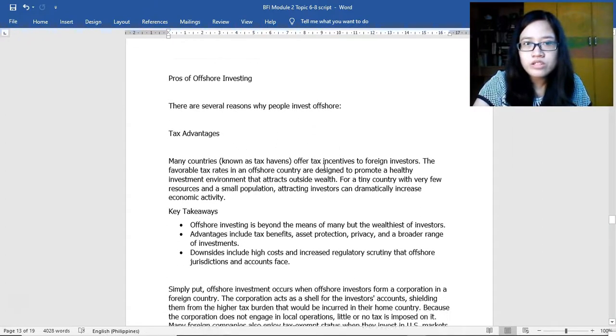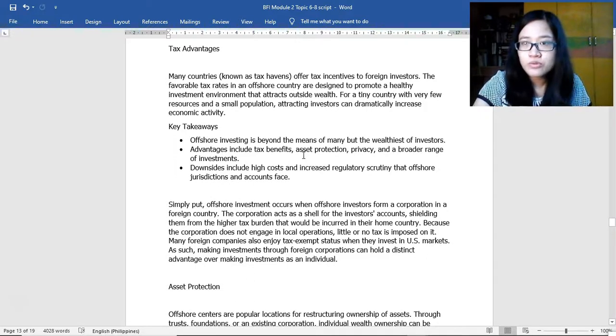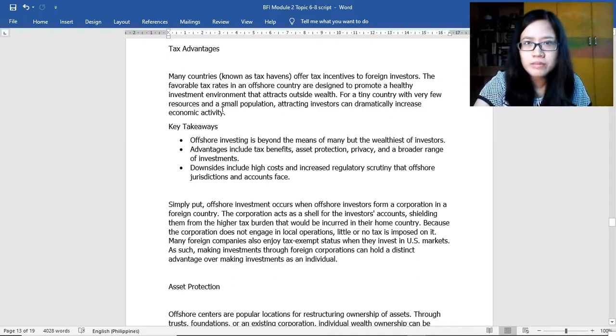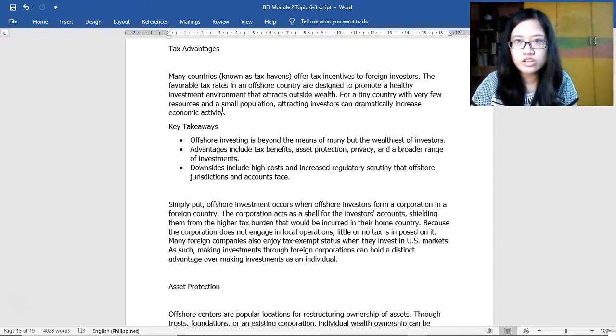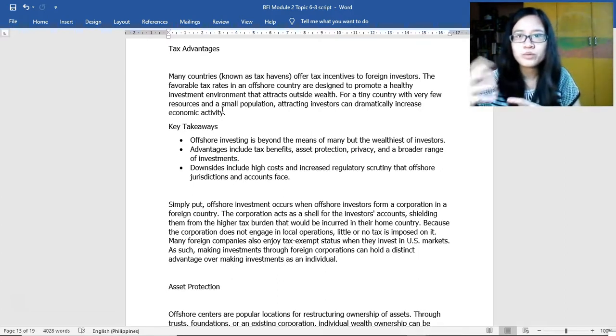Pros of offshore investing. So there are several reasons why people invest offshore. Again, the first one is the tax advantages. Many countries known as tax havens offer tax incentives to foreign investors. In a way, even here in the Philippines, we want to encourage foreign investors to put their money into the businesses located in our country. So it's not just the Philippines, other countries are like that as well. So it's possible that we have wealthy Filipino individuals who'd rather put their investments in foreign countries as well.